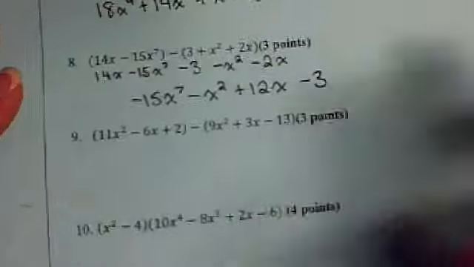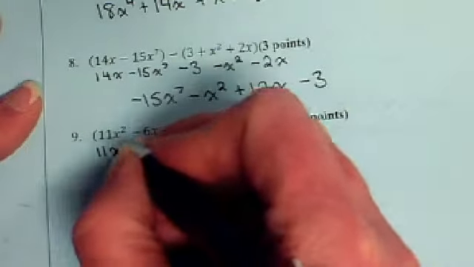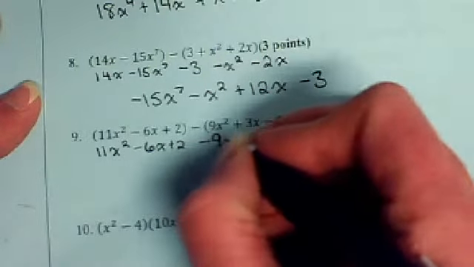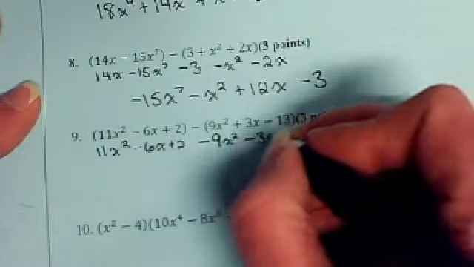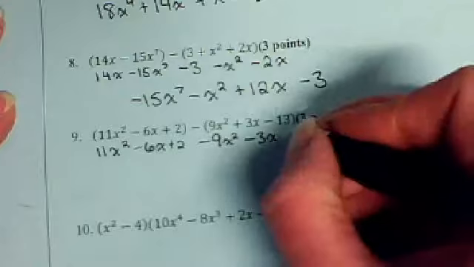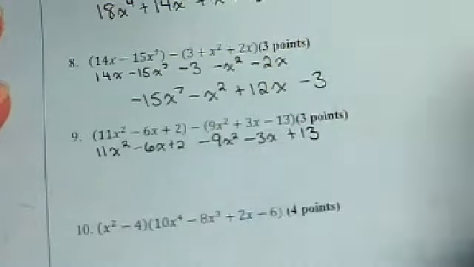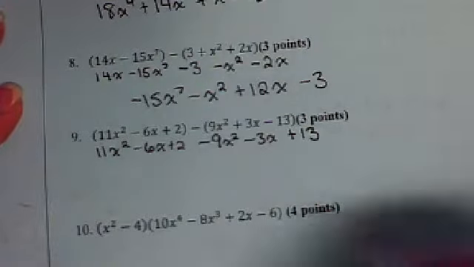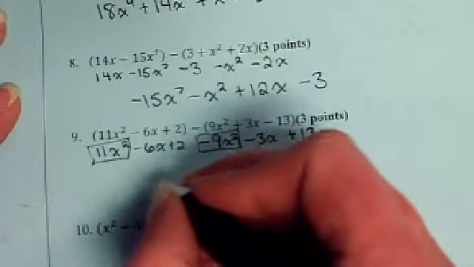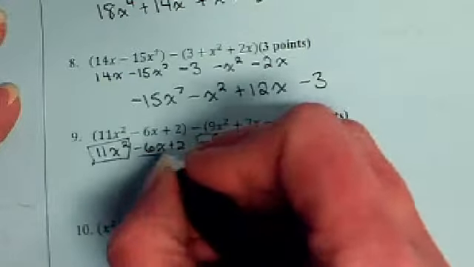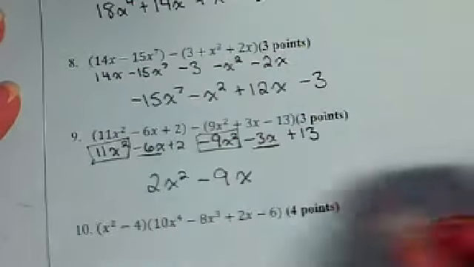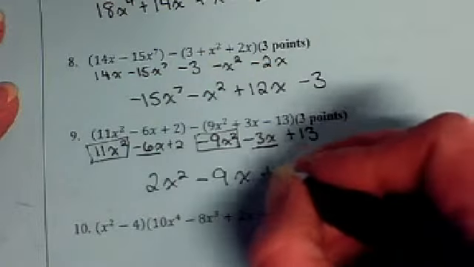This one is also subtraction. So I'm subtracting 9x squared, subtracting a 3x, and then be careful here, I am subtracting a negative 13, so it's going to be like adding a 13. Again, look for your like terms. We've got 11x squared and negative 9x squared, that's 2x squared. Negative 6x and a negative 3x gives me a negative 9x. Then I have a 2 and a 13.